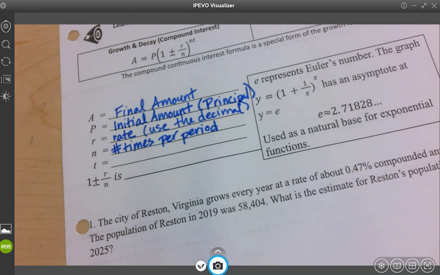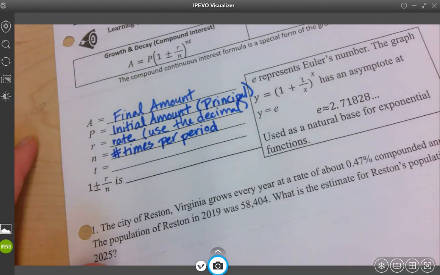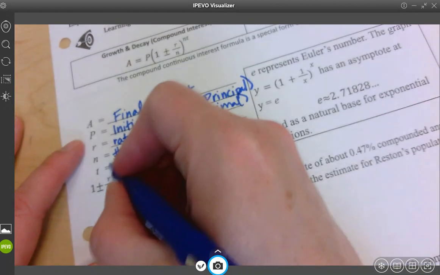And then T is the number of time periods, which is often the number of years. So if I told you that your interest was calculated quarterly for 10 years, then N would be 4, because there's 4 quarters, and T would be 10, because there's 10 years. So it's going to be the number of time periods, which is often years.